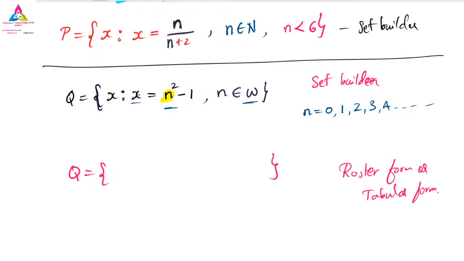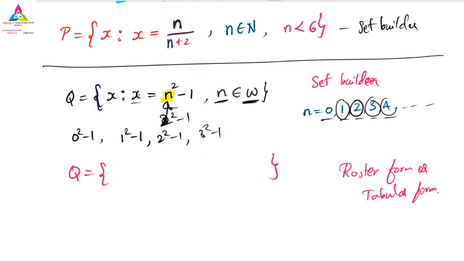Yes. So what is the answer going to be? According to the question, the n value is W, that is nothing but 0, 1, 2, 3, 4. So substitute one by one. First, the n value we take as 0 square minus 1. What is 0 square minus 1? That is the first value. Second value, we increase the n value by 1, so 1 square minus 1. Next, 2 square minus 1. Next, 3 square minus 1. Next, 4 square minus 1.